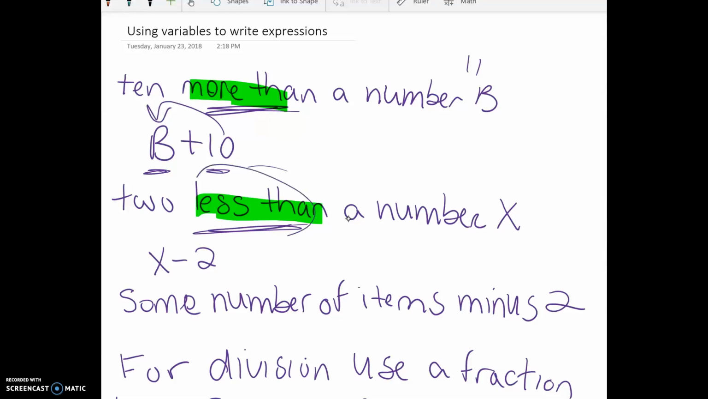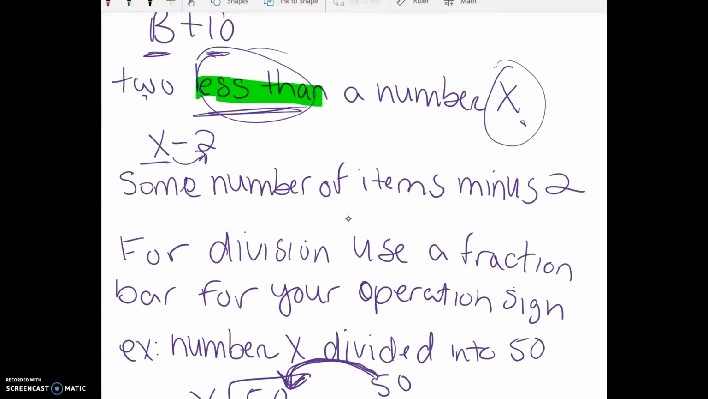Same thing with the "less than." It's going to be 2 less than a number X. So I want to think I have a number X, and I want to have 2 less than what I started with. So that's where I get that X minus 2. So if you just really look at the sentence and think about what it's saying, it'll help you to know the order. Because otherwise the order just goes left to right.